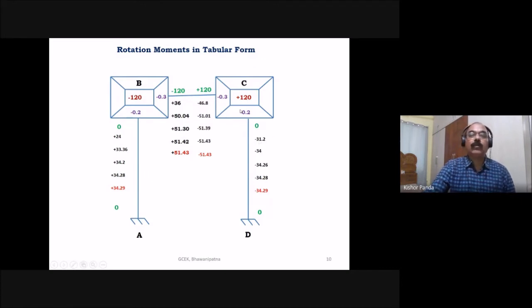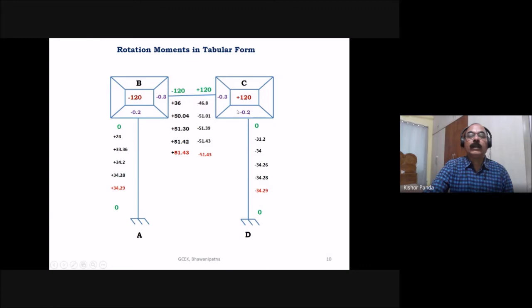So here also, what you have to do? This side is fixed, so the far end rotational moment is 0. And on this side you have to take the far end rotational moment as 36, because already you got at joint B the near end rotational moment 36. When we are considering joint C, the near end rotational moment of joint B you have to take as the far end rotational moment for joint C. So this is 36 and this side is 0.